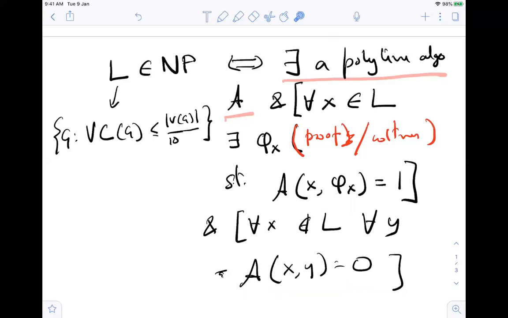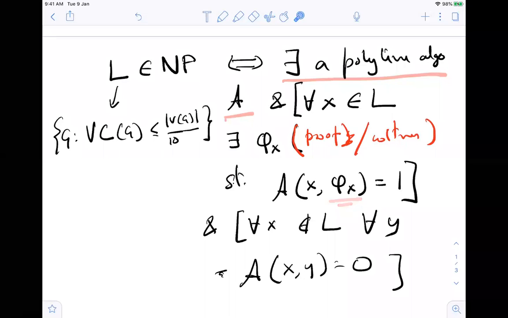Okay, is this clear? This formal definition? So what is exactly the proof over here? Phi of x, it's called a proof, but it is basically a witness, or basically a support statement. It depends on the algorithm, right?